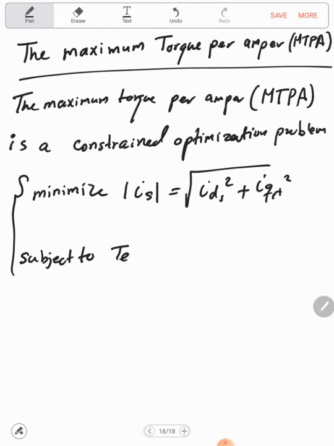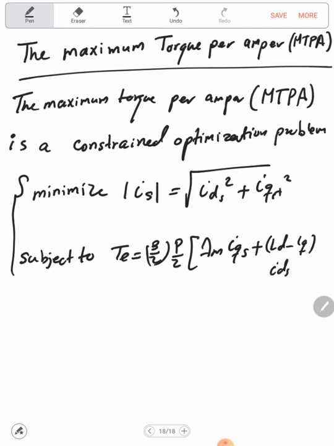the torque TE equal to 3 over 2 P over 2 lambda IQS plus LD minus LQ IDS IQS.